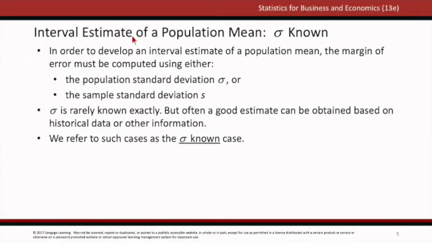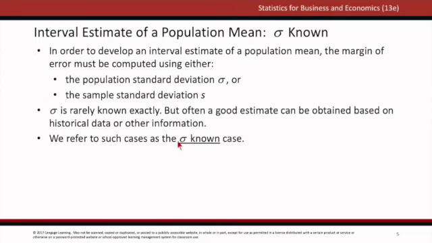Interval estimate of a population mean, sigma known. In order to develop an interval estimate of a population mean, the margin of error must be computed using either the population standard deviation sigma or the sample standard deviation s. Sigma is rarely known exactly, but often a good estimate can be obtained based on historical data or other information. We refer to such cases as the sigma known case. And this is the case we're going to be focusing on in the next few slides.